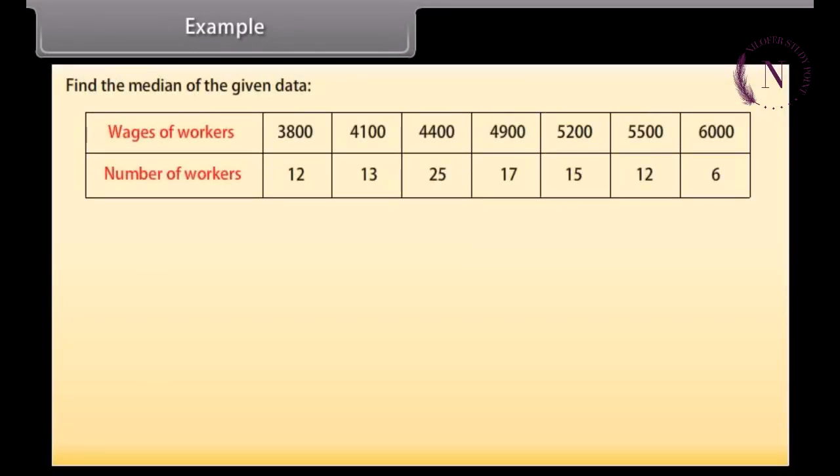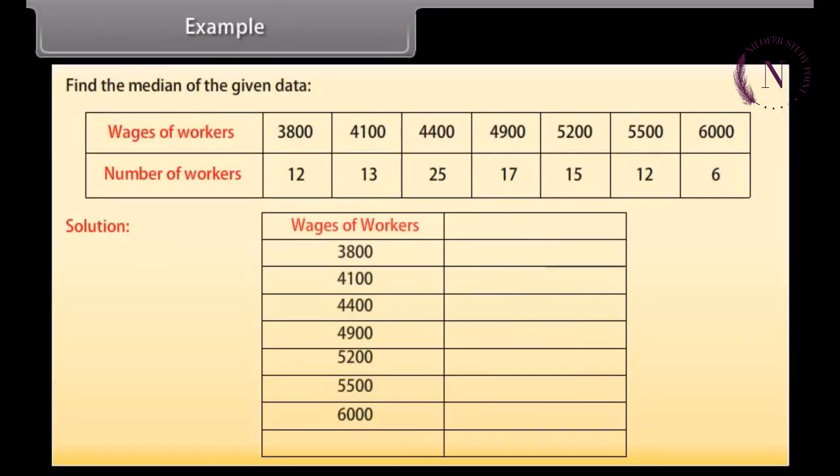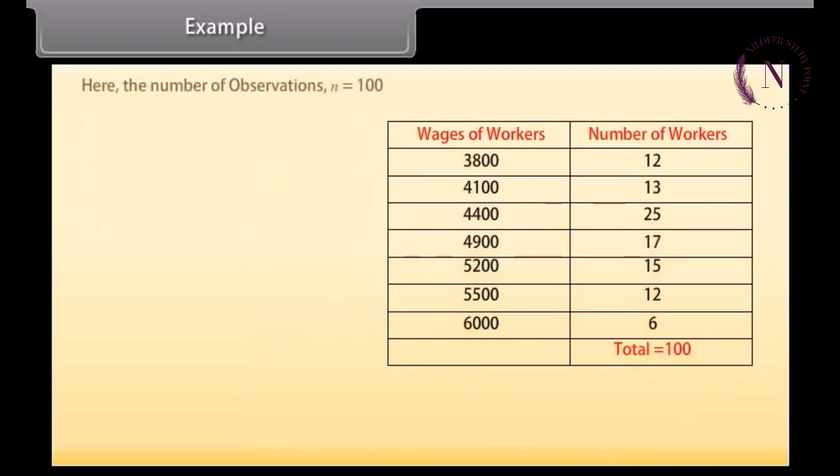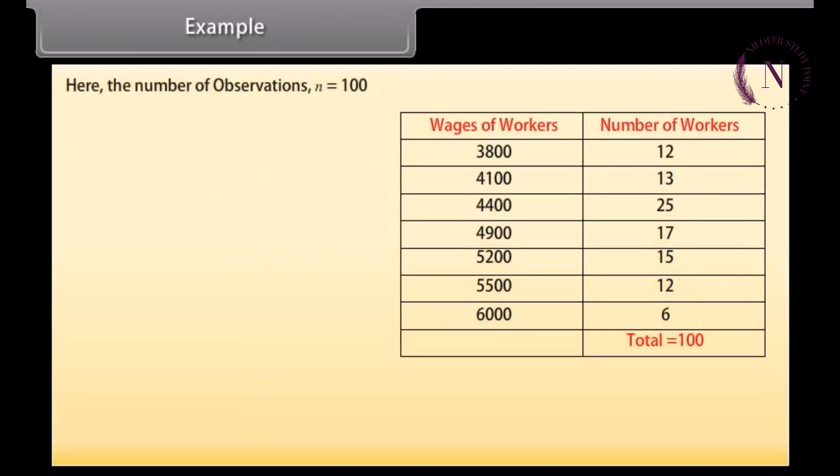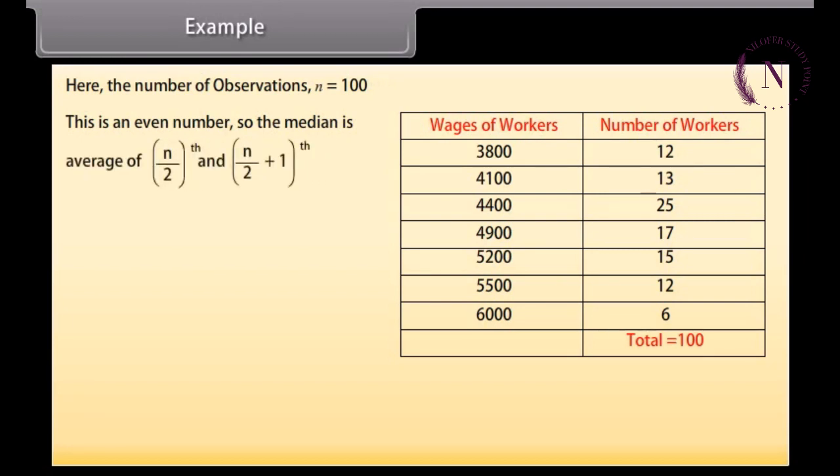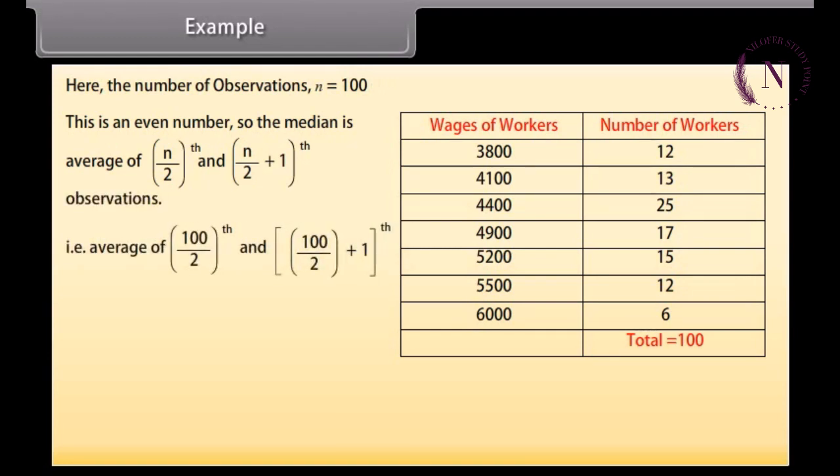Find the median of the given data. Solution. Firstly, we will write the wages of workers and the number of workers. The total number of workers is 100. Here the number of observations n is equal to 100. This is an even number, so the median is the average of the n by 2th and n by 2 plus 1th observations. That is, the average of the 100 by 2th and 100 by 2 plus 1th observations. That is, the average of the 50th and 51st observations.